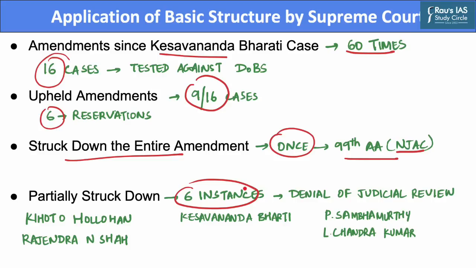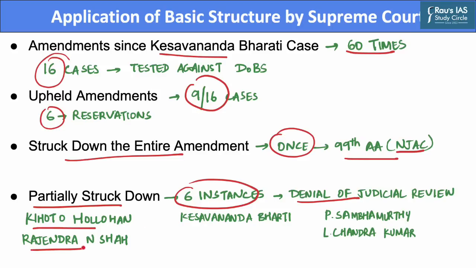In 6 instances since 1973, including the Kesavananda Bharati ruling itself, the Supreme Court has partially struck down a constitutional amendment. In all these cases, the provision that was struck down related to denial of judicial review. In the Kihoto Hollohan case, which dealt with the 10th Schedule of the Constitution, the only portion of the amendment that was struck down was the one providing that the decision of the Speaker relating to disqualification cannot be judicially reviewed.